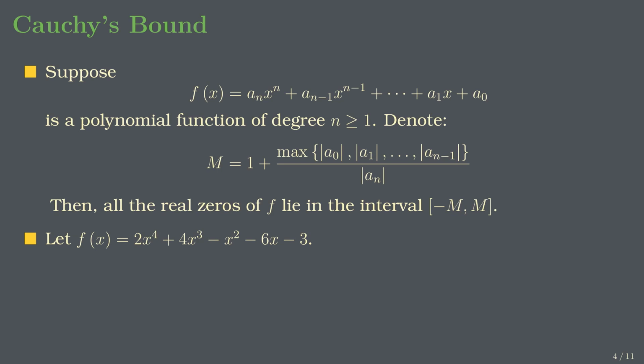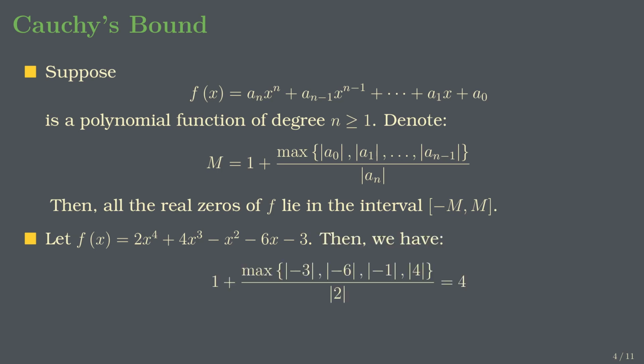So for example, with f(x) equal to 2x^4 plus 4x^3 minus x^2 minus 6x minus 3, using the formula above, we can easily see that in this case, all the zeros of f lie in the interval from minus 4 to 4. Okay, so that is how you can define the Cauchy bound of a polynomial function.